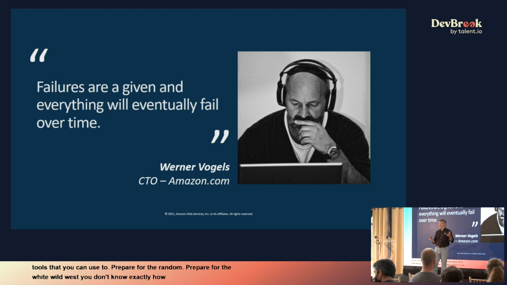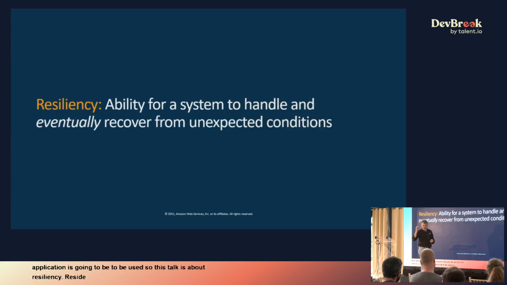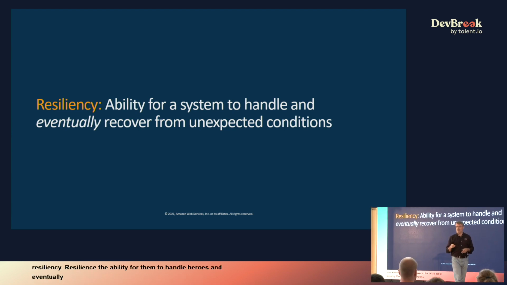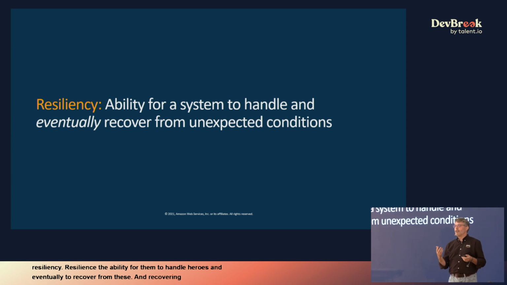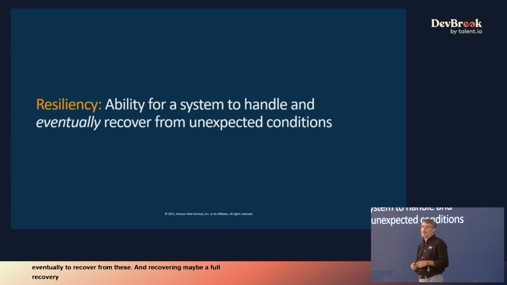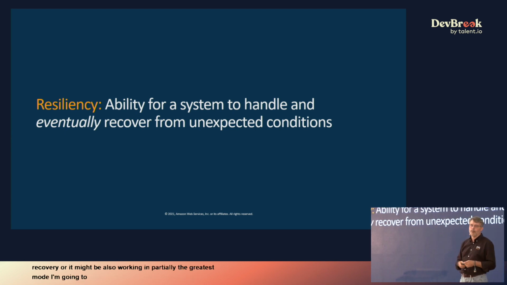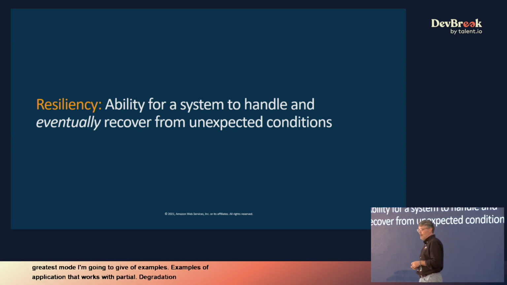You don't know exactly how your API is going to be used, how your application is going to be used. So this talk is about resiliency. Resiliency is the ability for a system to handle errors and eventually to recover from these errors. And recovering might be a full recovery, or it might be also working in a partially degraded mode. I'm going to give a couple of examples of applications that work with partial degradation of the service, a bit something like this.